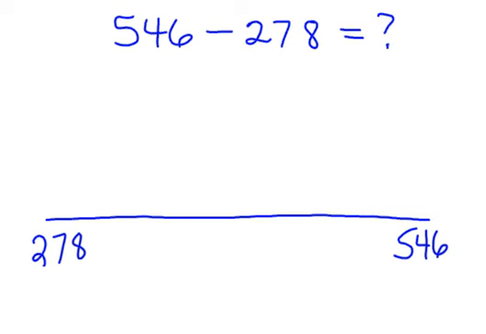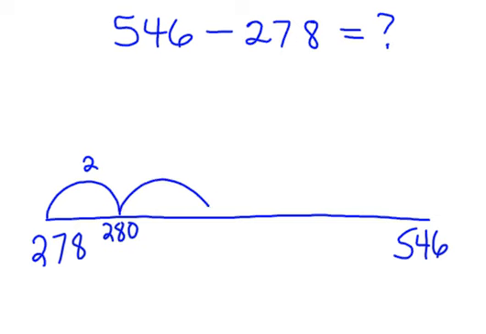And the number of leaps that I make will be the amount of baseballs that I have left. And I can use my friendly numbers to help me. So I know that if I make a leap of 2, that's going to land me on my next landmark number, which would be 280. 78 plus 2 is 80, so 278 plus 2 is 280.